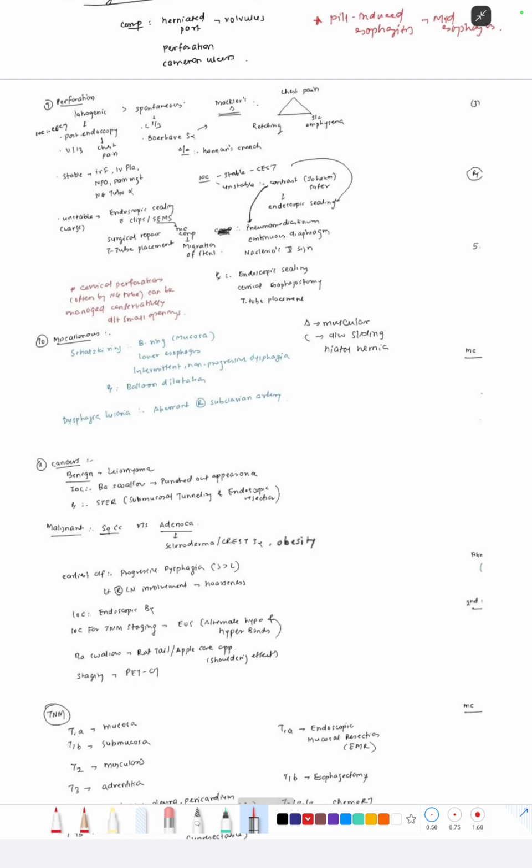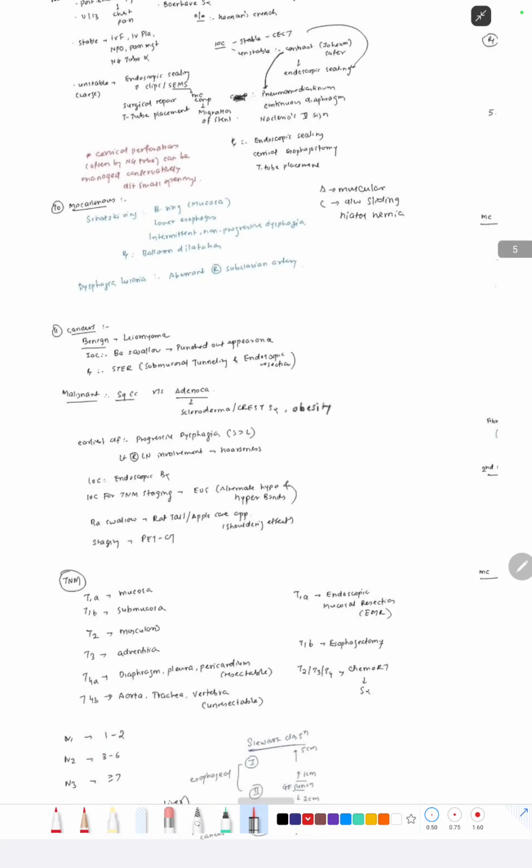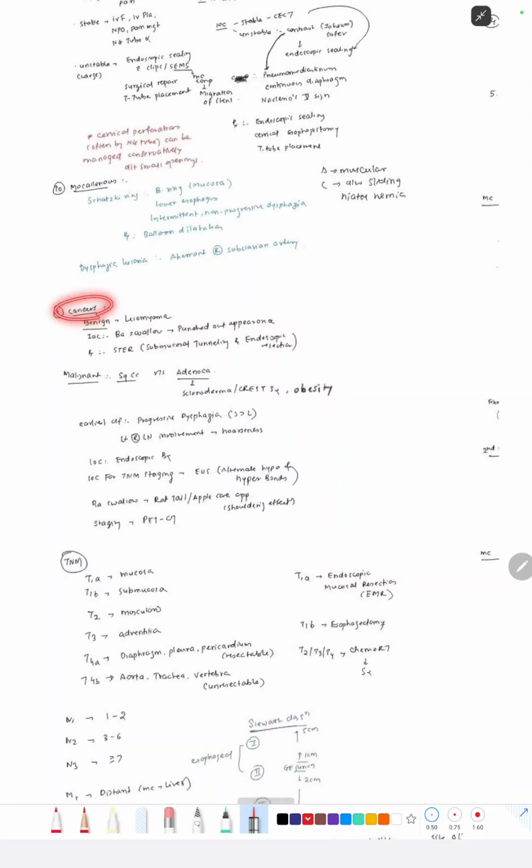Another condition is called dysphagia lusoria. This is because of compression of the esophagus by the aberrant right subclavian artery. Now coming on to the next topic, that is cancers. The benign tumor of the esophagus is called leiomyoma. Investigation of choice is the barium swallow, which will show a punched out appearance, and management is STER, that is submucosal tunneling and endoscopic resection.